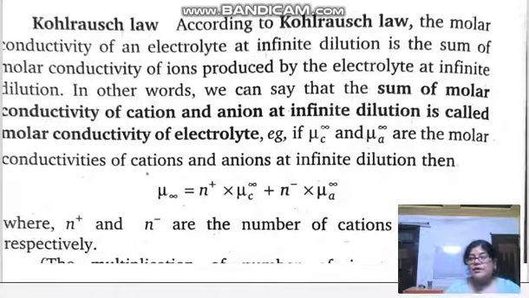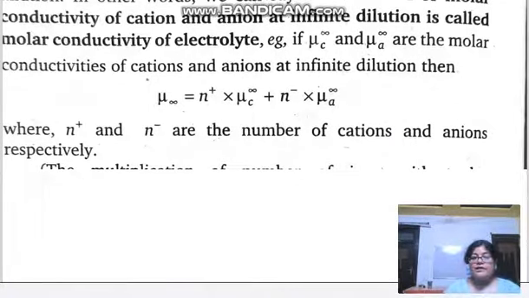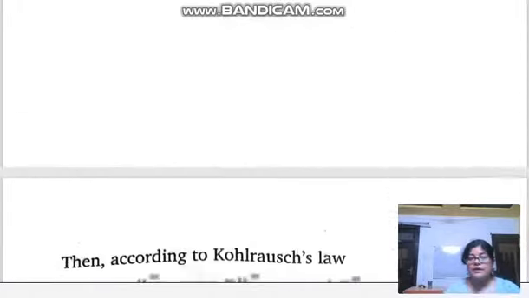So molar conductivity is the number of cations, that is plus, and the number of anions, that is minus. You have to multiply both. This is the sum of them. Clear? At infinite dilution, where n plus and n minus are the number of cations and the number of anions. n plus is represented for cations and n minus is represented for anions.